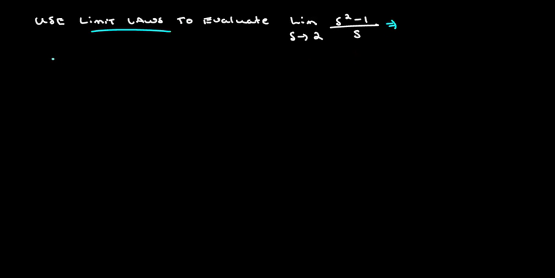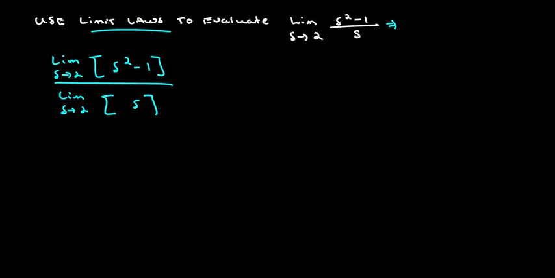First, we have to take this guy and we have to break it up. So we have the limit as s approaches 2 of s squared minus 1, over the limit as s approaches 2 of s. Now here's the trick. The reason we can use this is because this limit down here is not 0. If it was 0, you can't use this property. So let's continue. The top, we're going to split it up like this.